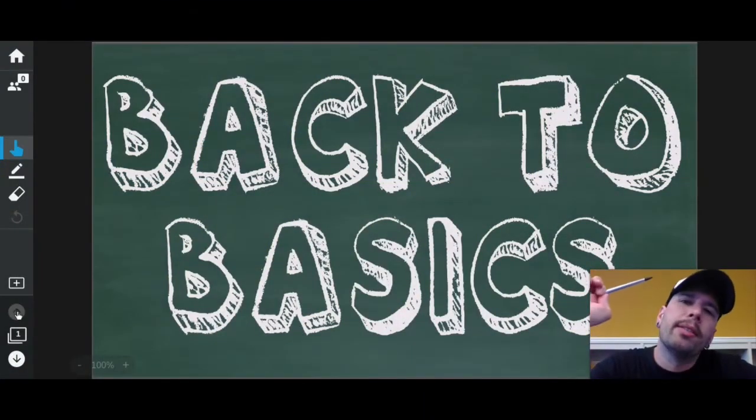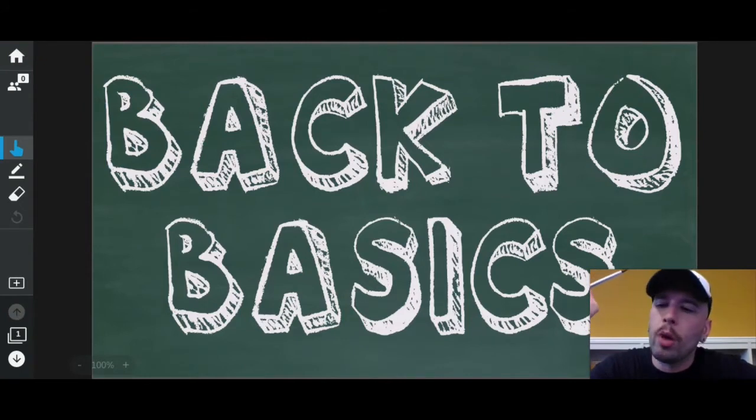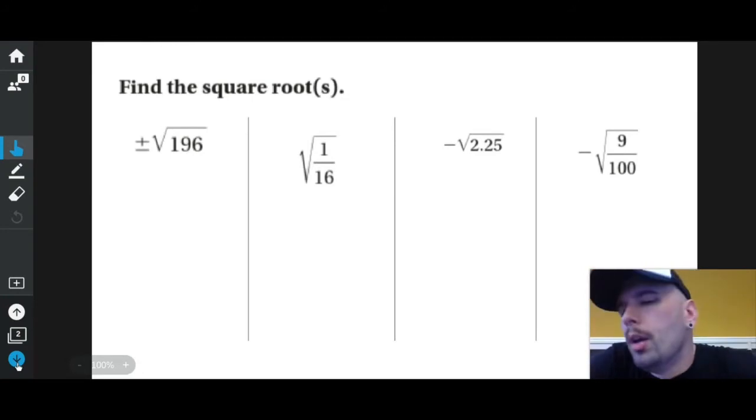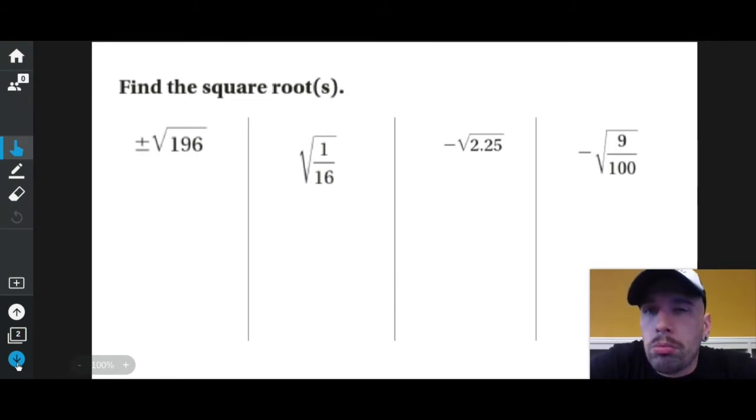Back to basics. Let's talk about square roots, baby. Let's talk about square roots, you and me. What's a square root? Well, if I were to give you a number like 9 and ask you what times itself gives you that number, you would say 3. So the square root of 9 is 3.